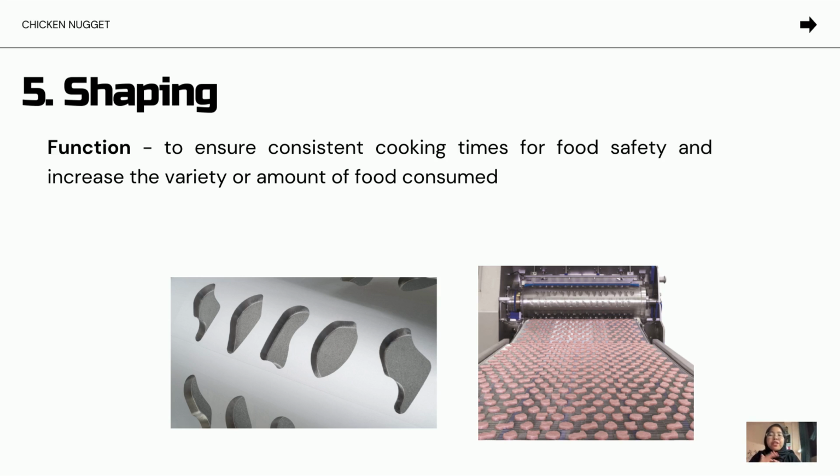Step number 5 is shaping. The function of shaping is to ensure consistent cooking time for food safety and increase the variety or amount of food consumed.